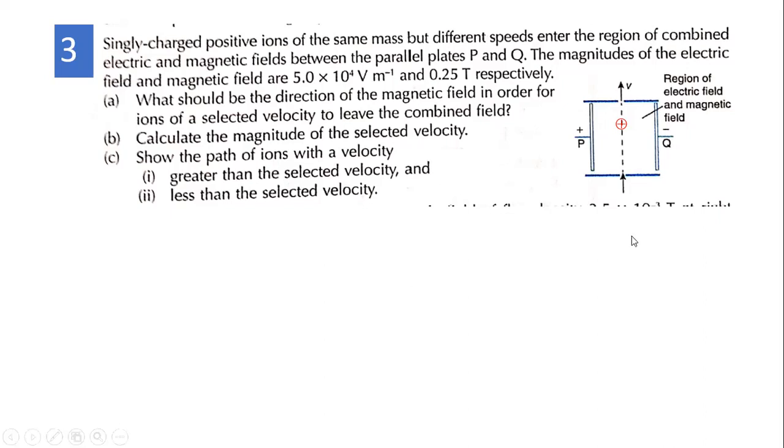Positive and positive will repel each other, so the electric force is to the right. So the magnetic force must be to the left. That's important, to know all this. Then you can go and determine your direction of magnetic field.